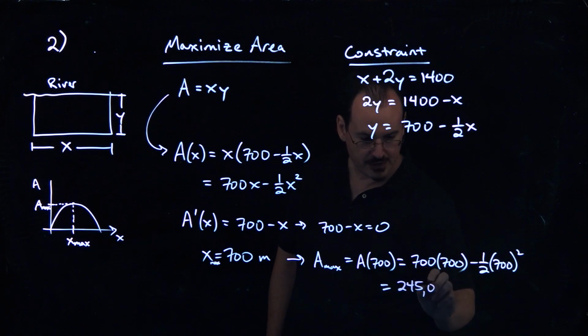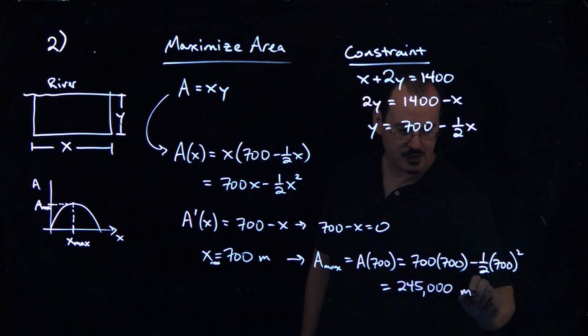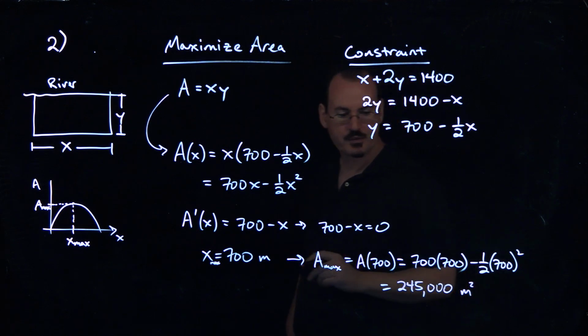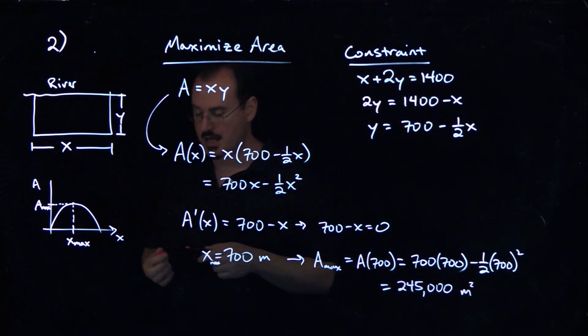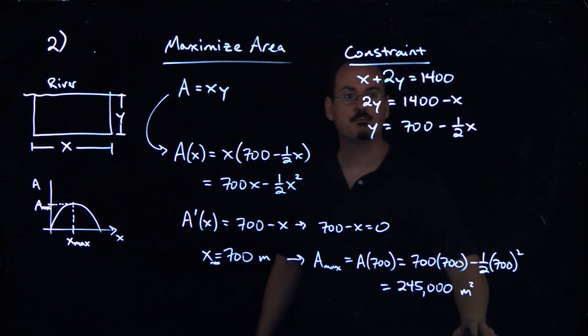It's not really surprising that this value would be pretty large, because we're talking about an area here. So this would be in square meters. 245,000 square meters would be the maximum possible area associated with that x value.